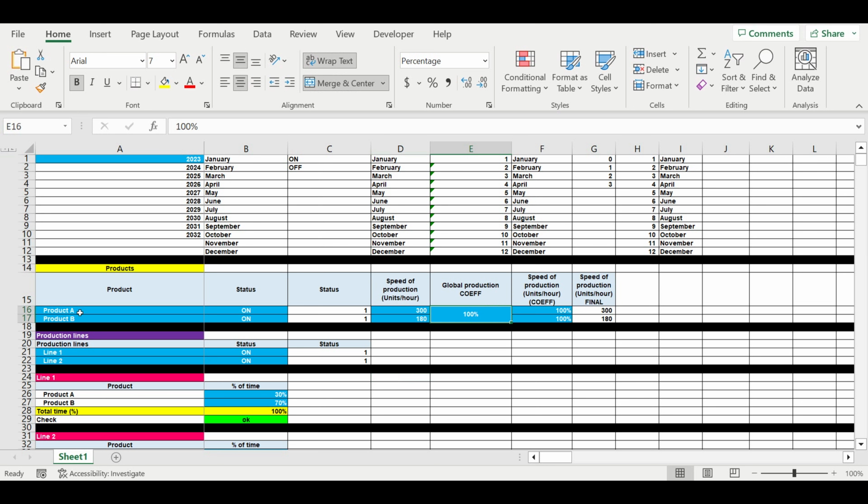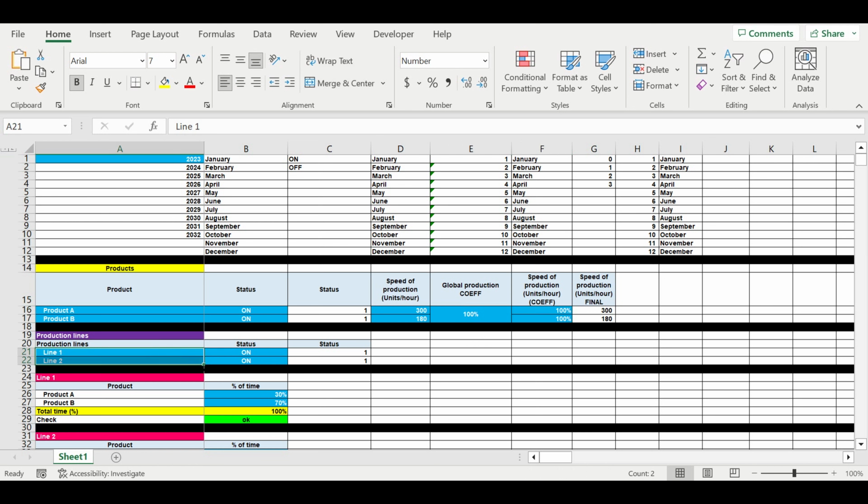So in our model we have two products, product A and product B. We can switch on and off each product from calculations, just doing like this. Here we specify the productivity, how many units of product A and B are produced hourly. Then we have some coefficients that we will use while we will be playing scenario analysis many steps ahead.